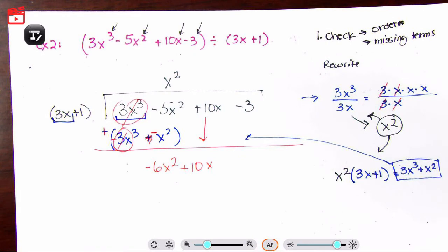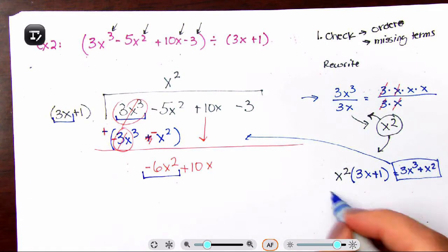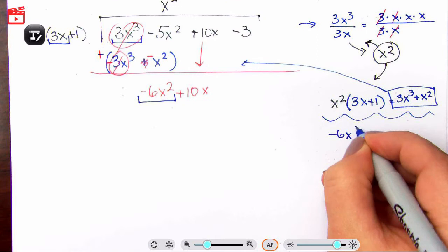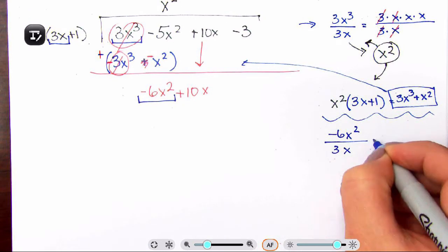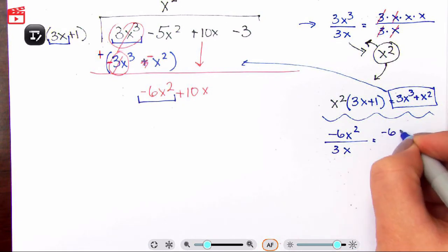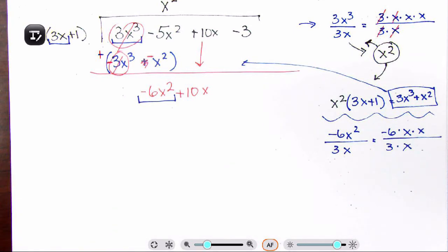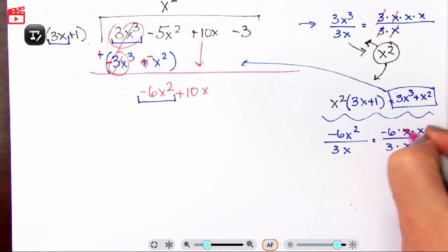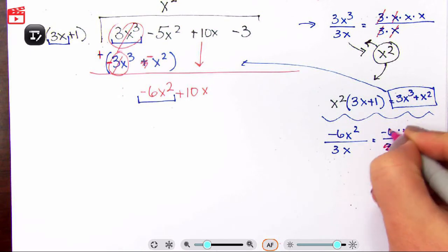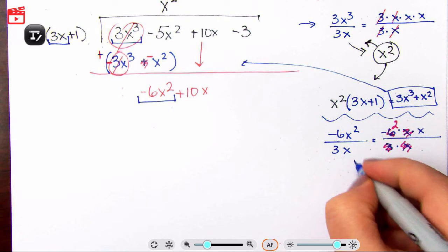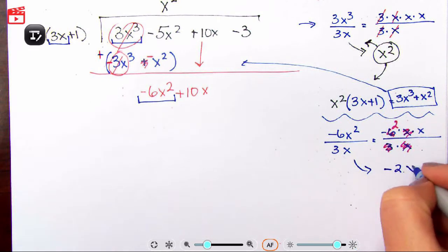So what are we doing? We're taking the first term, dividing it by the first term. So what do I have? I have -6x squared divided by 3x. Again, what do I have? -6 times x times x. I have 3 times x. My x's cancel out. I have a 3 goes away. Here's a 2. So what do I have left over? I have left over a -2x.